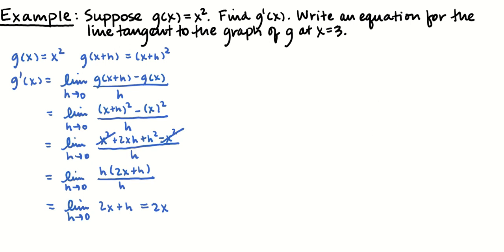They went away. Then I factored out an h from the numerator because I had an h in both terms, and I could cancel those terms off, and I was left with 2x plus h as h went towards 0. As h goes towards 0, that's going to go towards 2x. And so I'm going to conclude that g prime of x is equal to 2x.